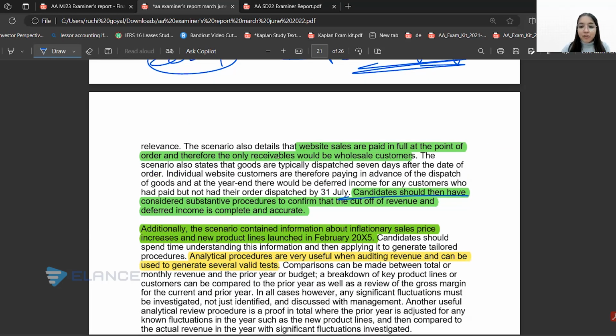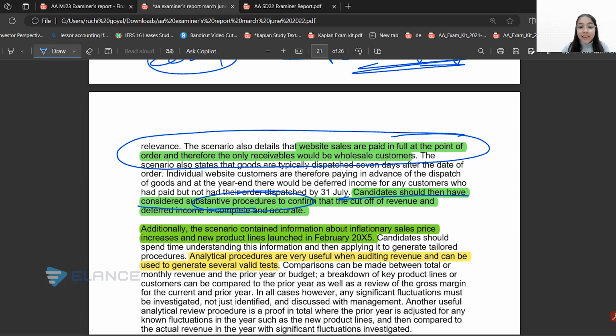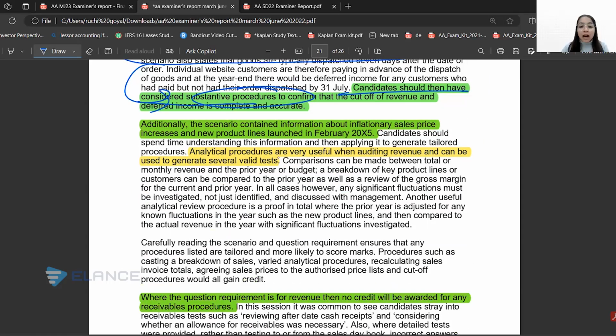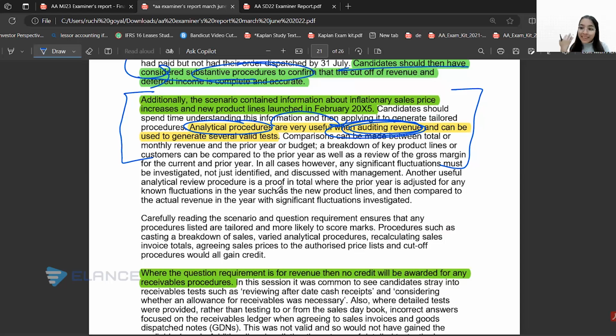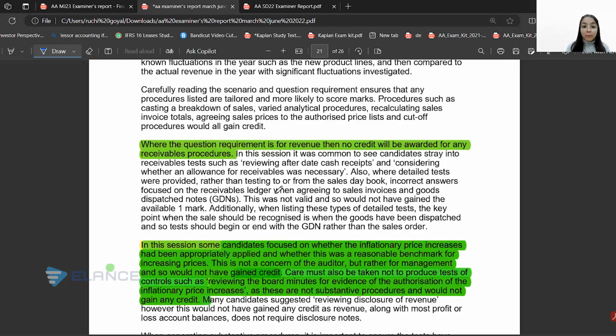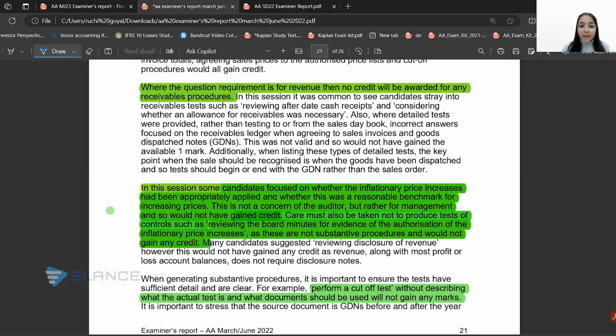See, candidates should have focused on this, considered substantive procedures. If you had read the information in the case, you would have mentioned this particular procedure. Now, guys, this is very important. As I told you, analytical procedures are very useful when you are auditing revenue because revenue will appear year on year, right? So analytical procedures make sense in revenue. Understood why I told you the whole story about analytical procedure? This was the reason, because the examiner reports have clearly highlighted how you are making mistakes in the analytical procedure. Again, if your procedures are surrounding SOFP, that is receivables, you will not get any credit.